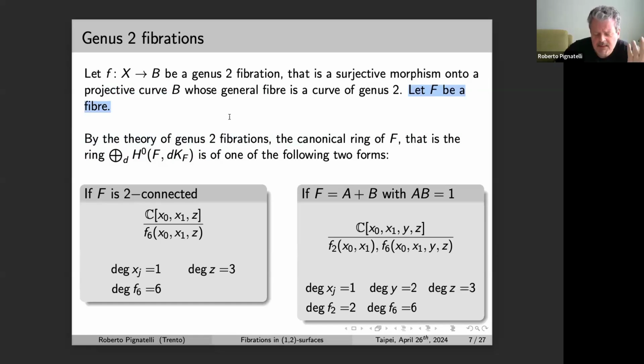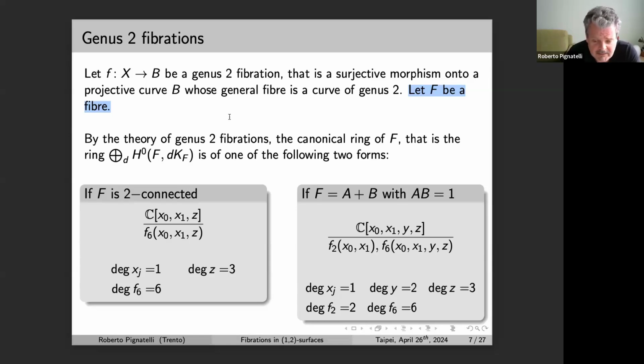Because the general fiber is a smooth curve of genus 2, but there are singular fibers. And the singular fibers are in fact topologically classified by Ogg, I think in the 1970s, I don't remember exactly. And there are 70, 80 different classes. I mean, it's funny, but a hugely untreatable list of cases. But there is this classification, which is purely algebraic, which makes them into 2 classes.